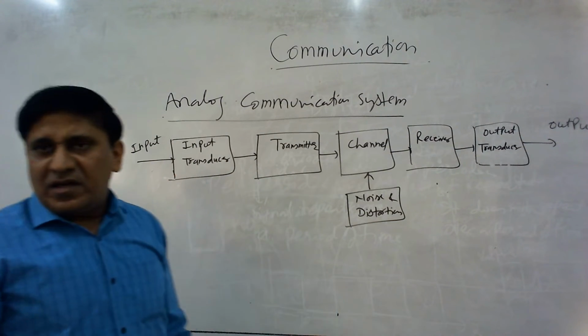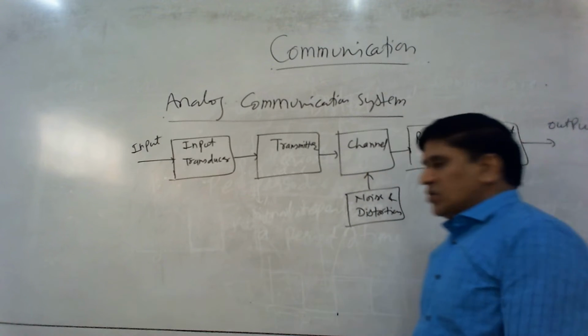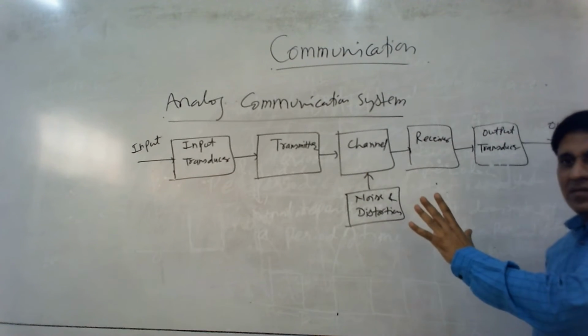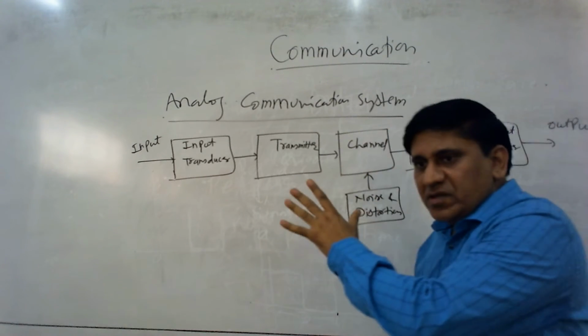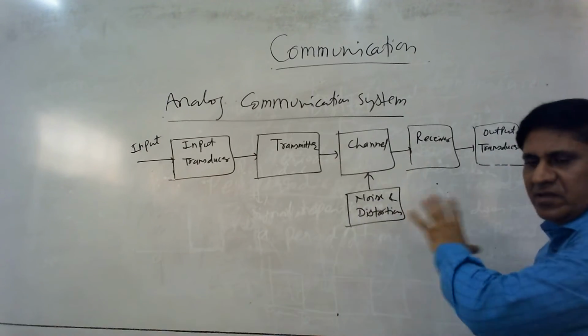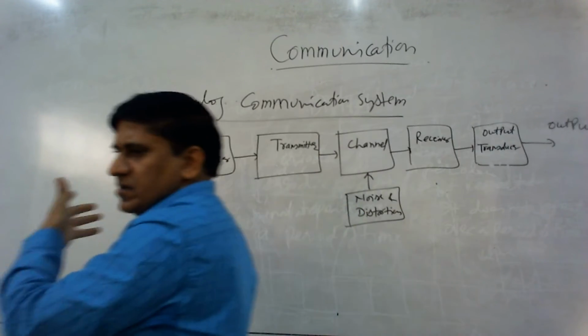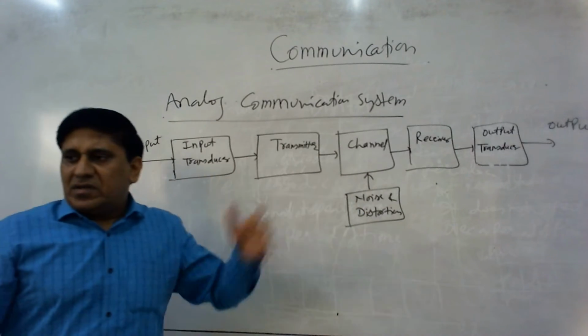Okay, any doubt? So this is the process of analog communication system. It is a very complex process, but in block diagram it looks simple. It is the introduction. Okay, this is the process.